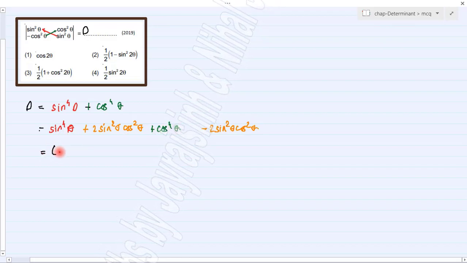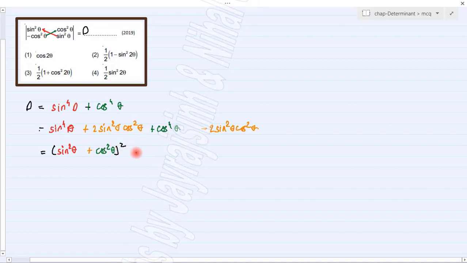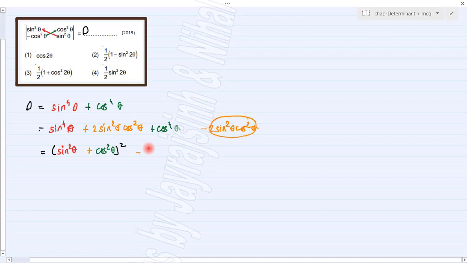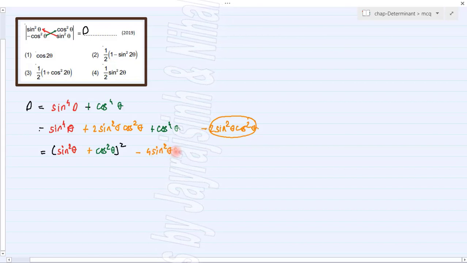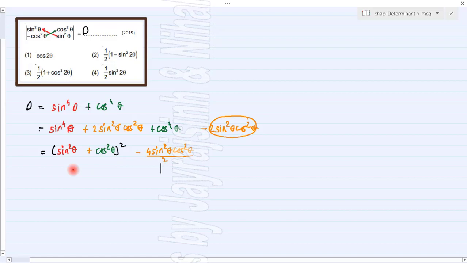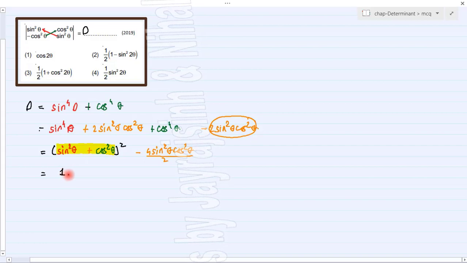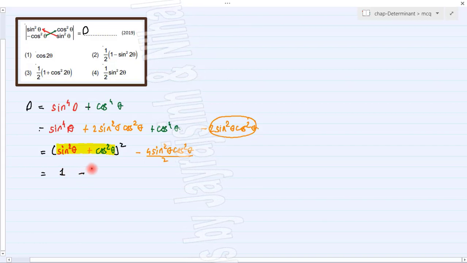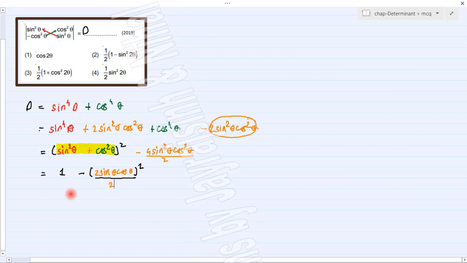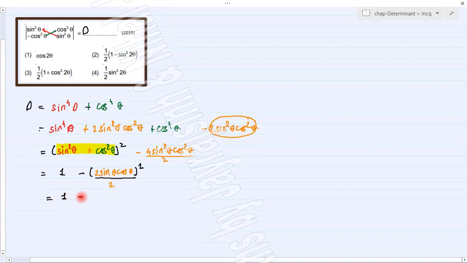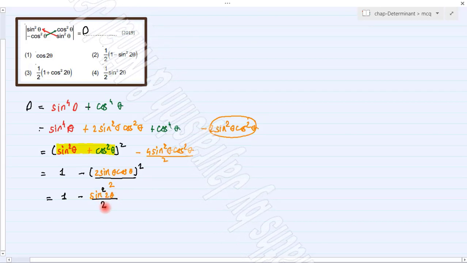So here we'll get sine square theta plus cos square theta the whole square, minus, to simplify this last term, let's multiply and divide by 2. So we will get 4 sine square theta cos square theta whole divided by 2. Now we know that sine square theta plus cos square theta is nothing but 1. And in the second term, we have the whole square of 2 sine theta cos theta divided by 2 as it is. So your final answer will be 1 minus sine 2 theta the whole square divided by 2.